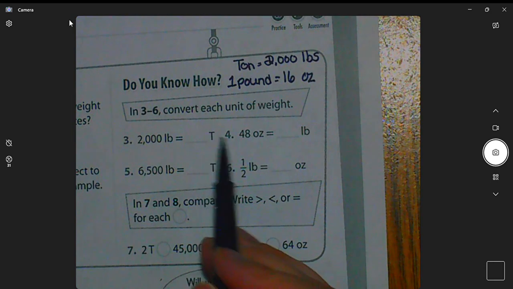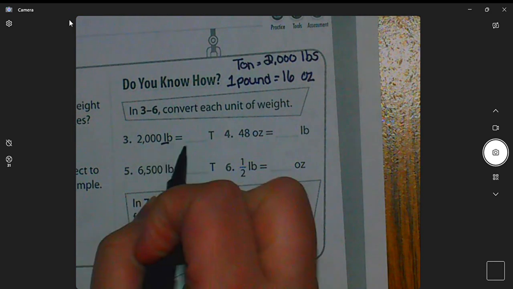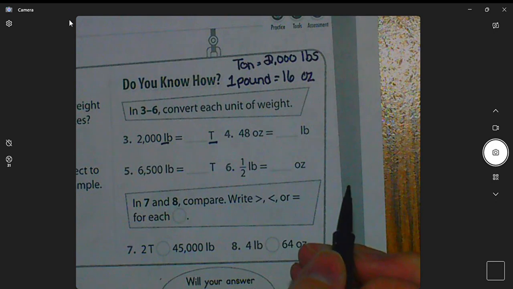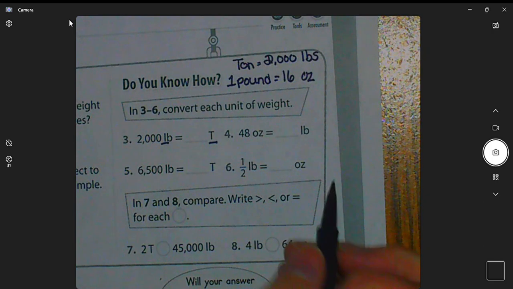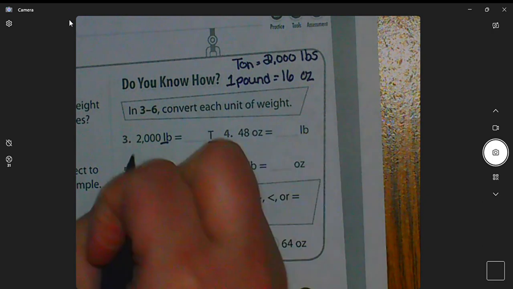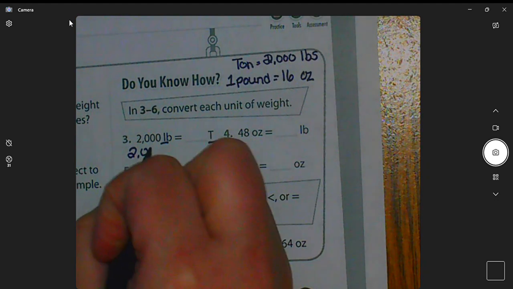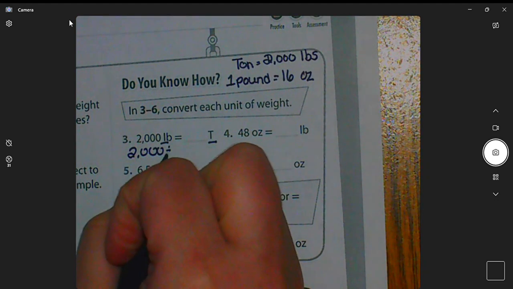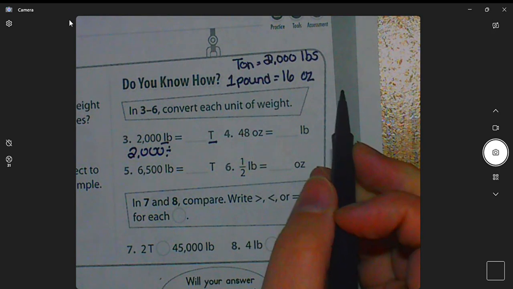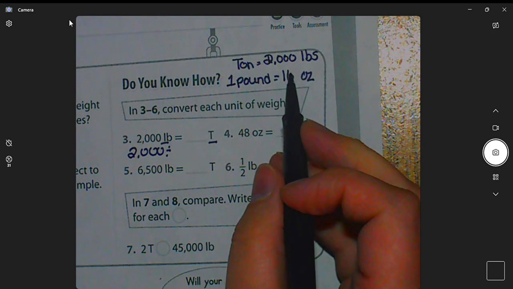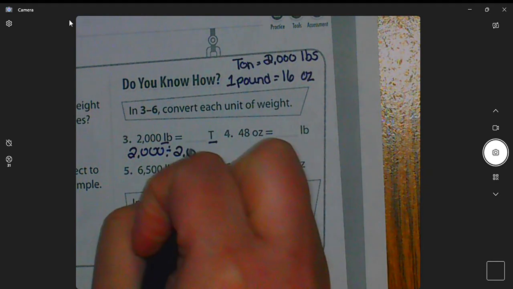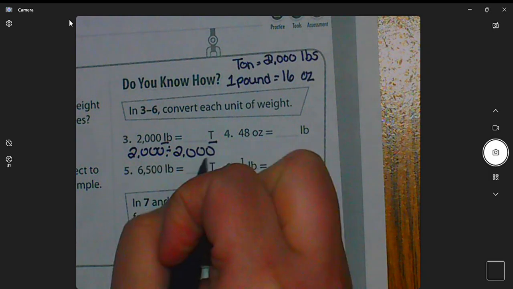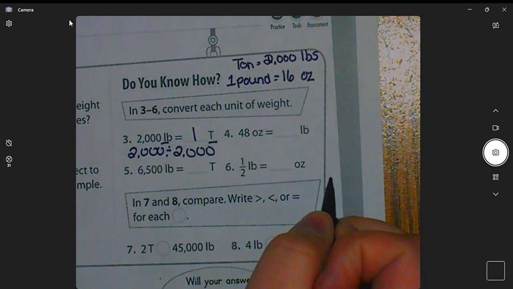So 2,000 pounds equals blank tons. Pounds, is that bigger or smaller than tons? You're right, it's smaller. So I'm going to say 2,000 pounds divided by, how many pounds make a ton? What does the chart say? Yes, 2,000. 2,000 divided by 2,000, 1.